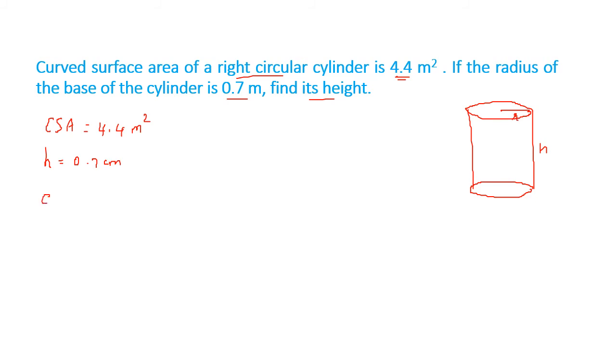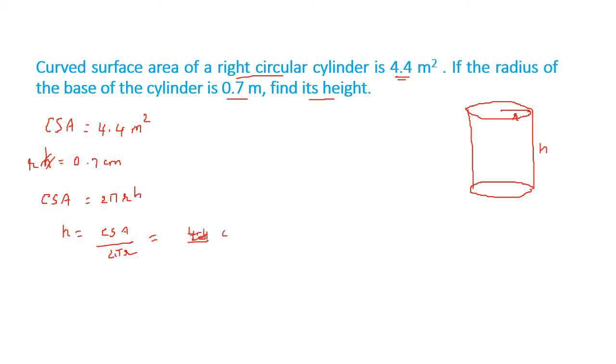Now we know the formula CSA equal to 2 pi R H. Rearranging we get R equal to CSA upon 2, sorry, by mistake the radius is given. This is not the height, this is the radius given. The radius is 0.7, we have to find out the height. So we have to rearrange the formula. Let us rearrange the formula. Yes, the formula will now be H equal to CSA upon 2 pi R. CSA is 4.4.